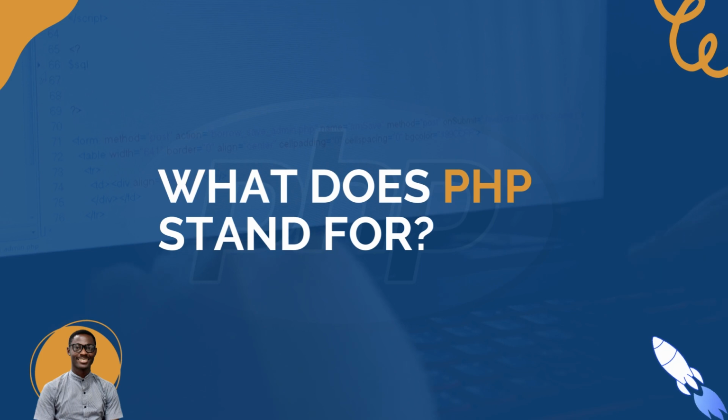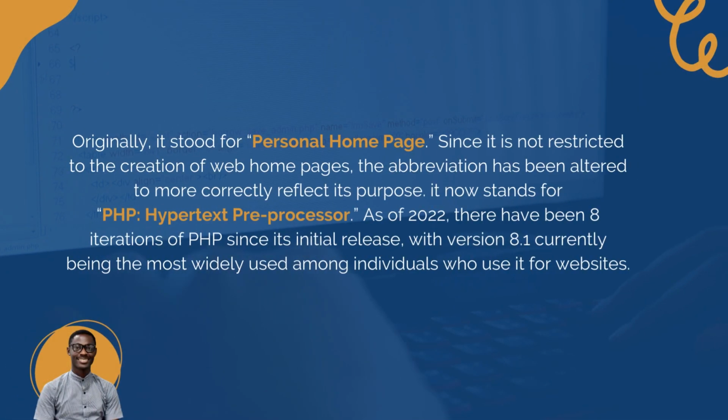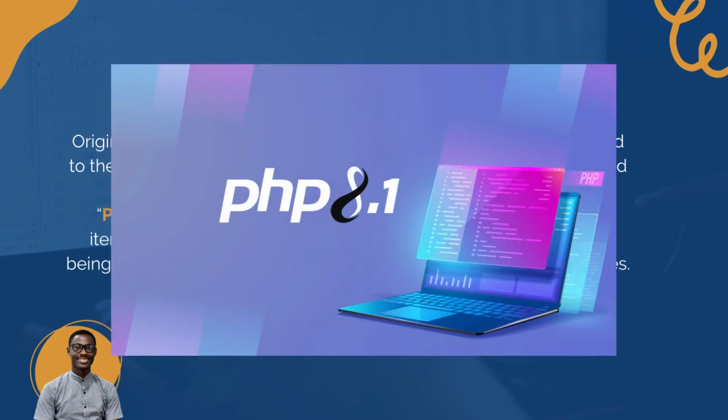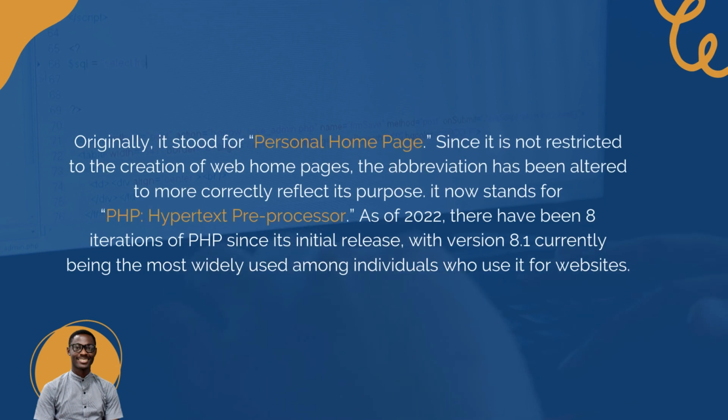What does PHP stand for? Originally, it stood for Personal Home Page. Since it is not restricted to creation of just web home pages, the abbreviation has been altered to more correctly reflect its purposes. It now stands for PHP: Hypertext Preprocessor. And as of 2022, there have been 8 iterations of PHP since its initial release, with the latest version, 8.1, currently being the most widely used among individuals who use it for website creation.